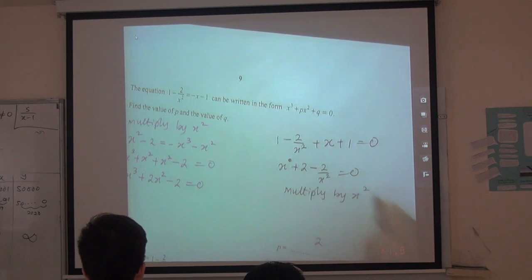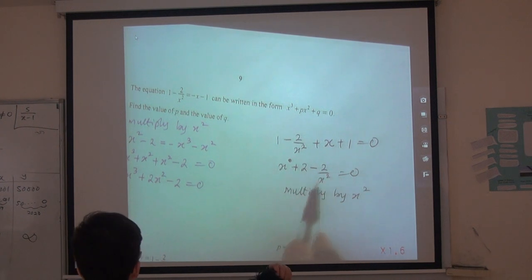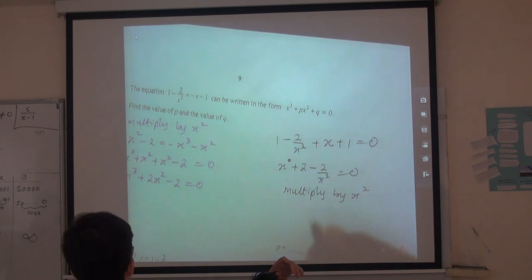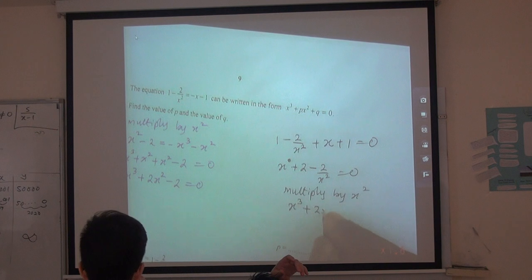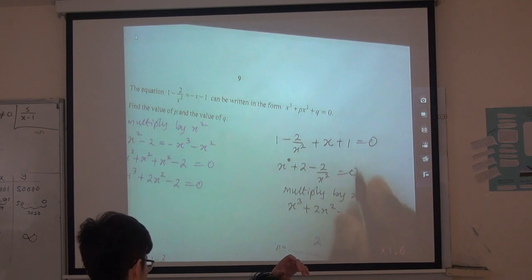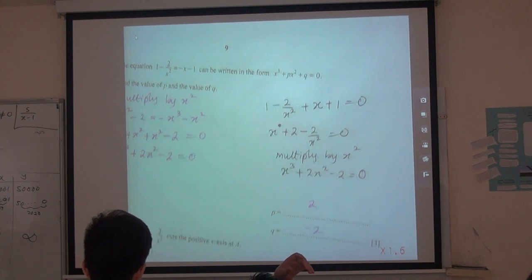Okay. Yes. I rearranged them in order of x. Do you notice that? This is x to the power 1. This is x to the power 0. This term has x to the power what? Negative 2. So I intentionally did that. So when I multiply by x squared, I get x cubed, 2x squared minus 2. Even 0 times x squared is still 0. So you can do any one, okay?